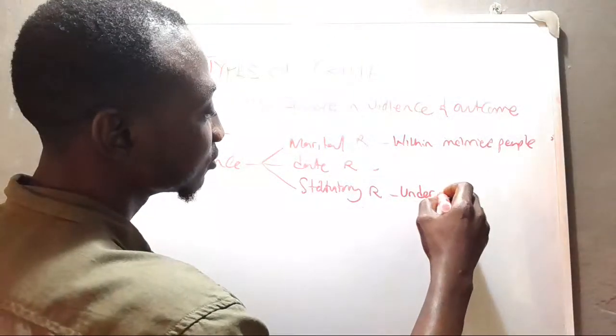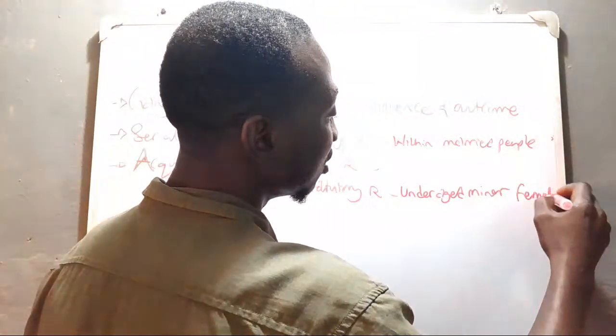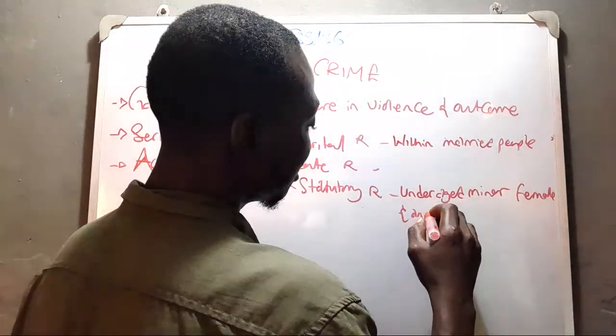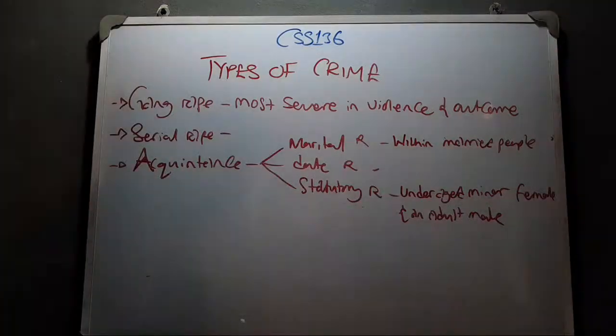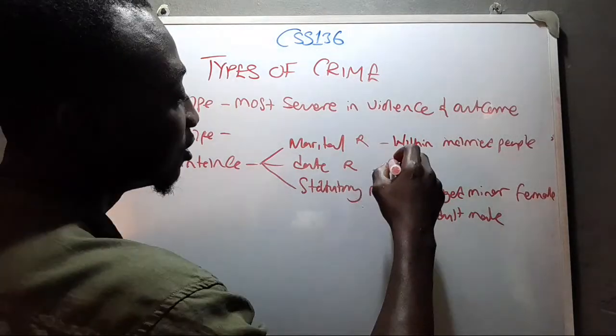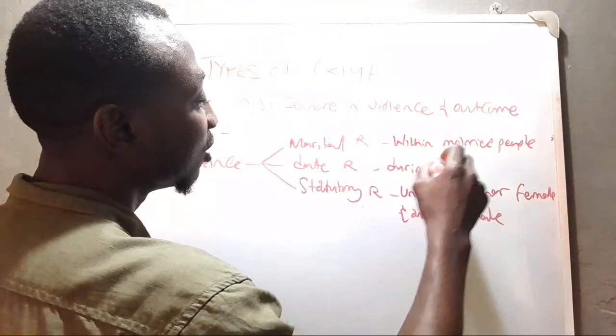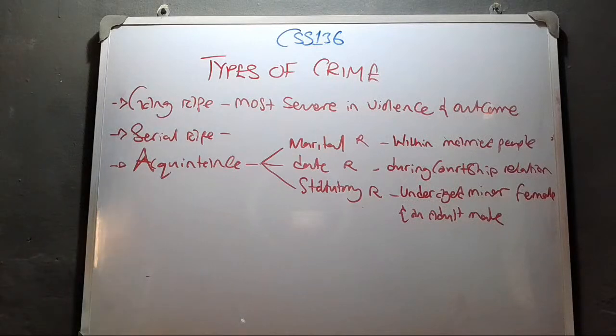An underage minor female and an adult male. Date rape involves sexual attack during a courtship relation. Sexual attack during courtship relation. All right, so we have all that.